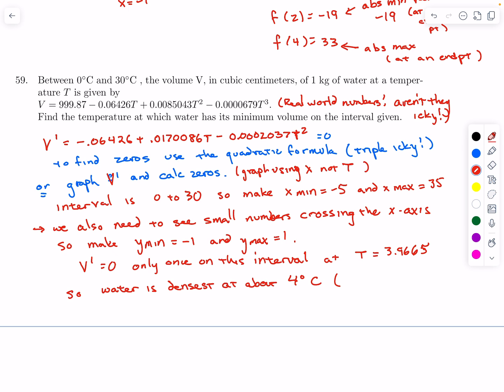Oh, I forget what that temperature is in Fahrenheit, but it's in the 30s. Let's see. I'll do it on the calculator. 4 times 9/5, and then add 32. Calculator says, oh yeah, 39.2 degrees Fahrenheit. So this is why ice floats in cold water.